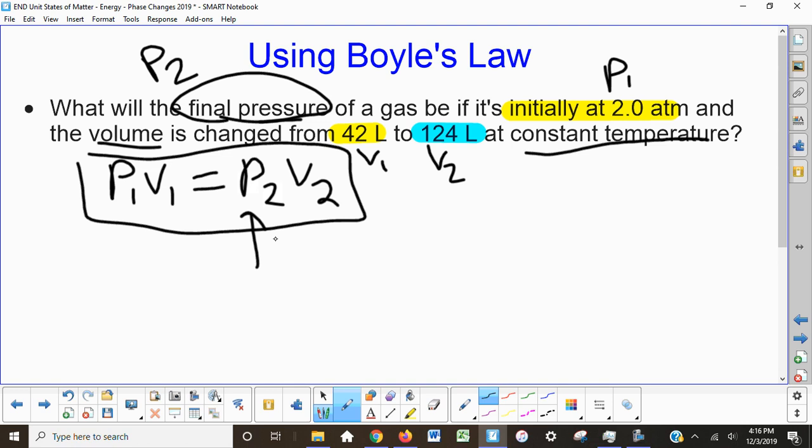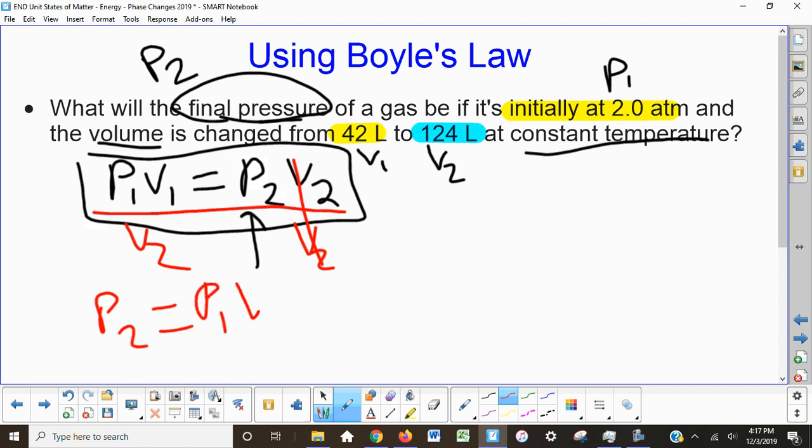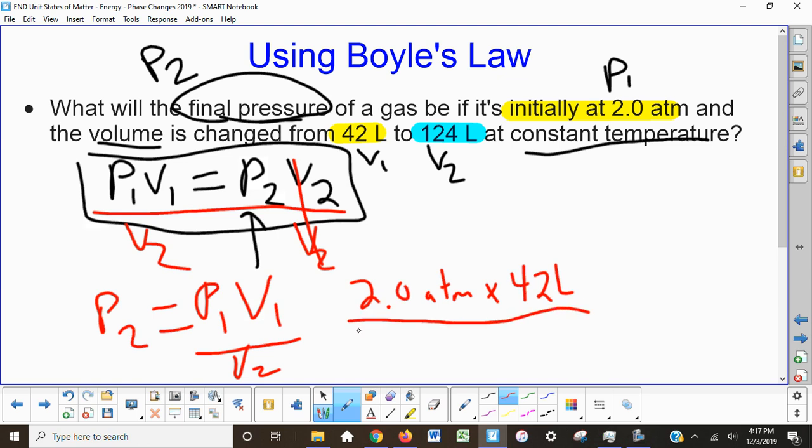So in order to rearrange this equation with P2 by itself on both sides, I need to move V2 to the other side. So I'm going to divide both sides by V2. It will cancel on this side. So then the final pressure will be the initial pressure times the initial volume divided by the final volume. Then I'm going to do a number setup. So my initial pressure is 2.0 atmospheres. I'm going to multiply that by my initial volume of 42 liters, and I'm going to divide that by 124 liters.